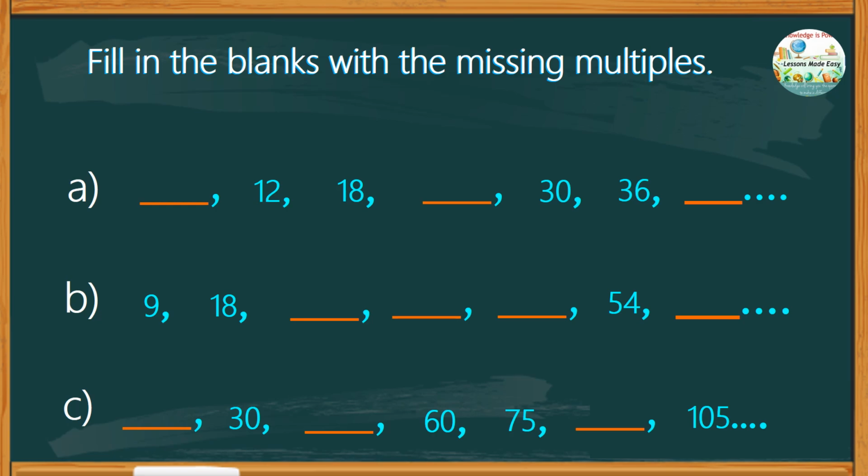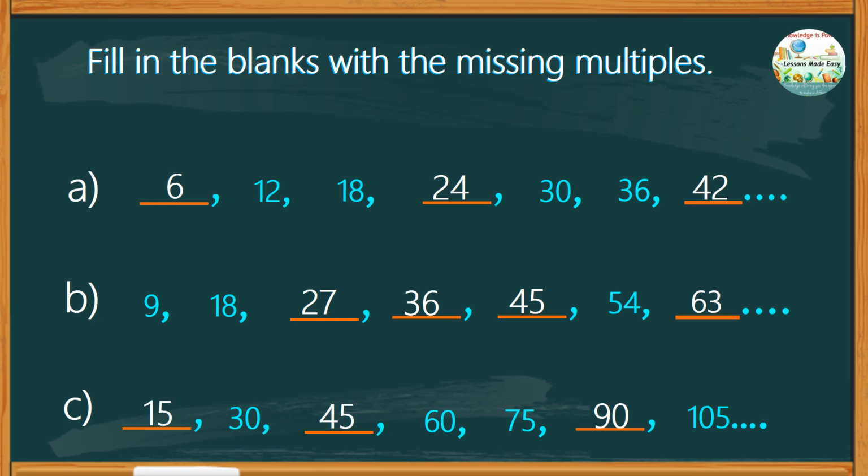For set A, the missing multiples are 6, 24, and 42. From the clue, it is clear that this set shows the multiples of 6. For set B, the missing multiples are 27, 36, 45, and 63. This set shows the multiples of 9. And finally, set C. The missing multiples are 15, 45, and 90.